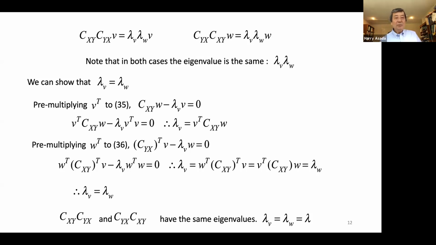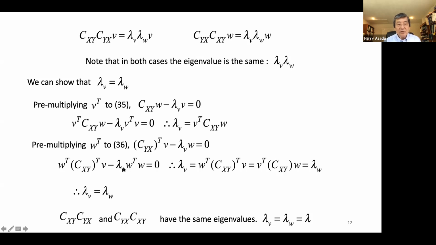Let's see, pre-multiplying by V transpose equation 35, which is just this equation. So pre-multiply here: V transpose C_XY W minus lambda V transpose V. This is nothing but the vector norm squared, so that's 1. So lambda_V equals this. You get it. Now similarly, for equation 36, we multiply by W transpose from the left.